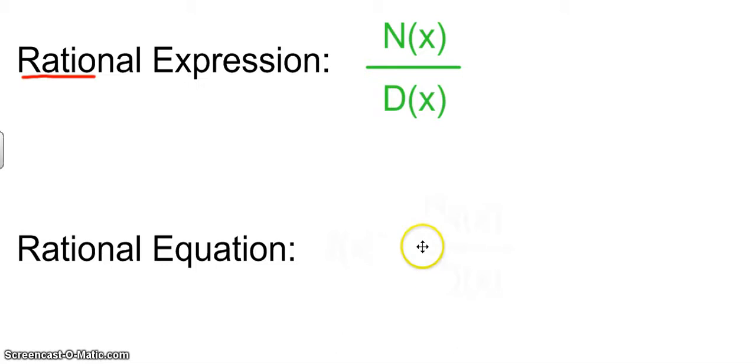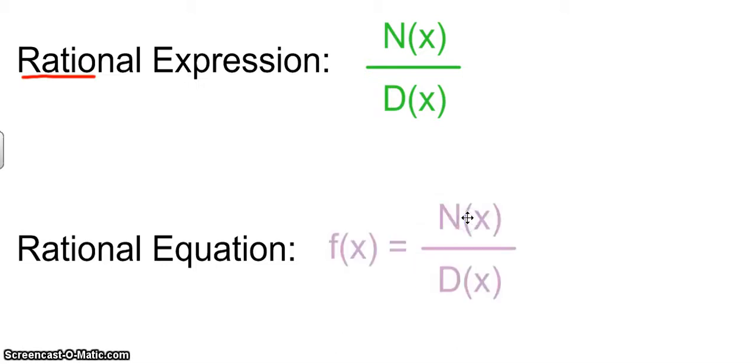So first thing, a rational expression is written in the form numerator over denominator. So if you think about the word rational, it has the word ratio in it. Ratio can be written as a fraction, so we're going to have some function in the numerator over a function in the denominator. A rational equation then is when you have your numerator over your denominator set equal to another variable. So in this case we're looking at f of x equals numerator over denominator.